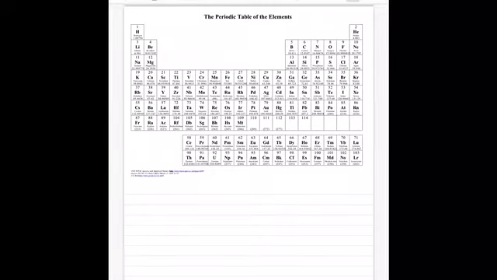So please do not label the periodic table of ions. That one is for later. You will have to label that one next unit, so leave that one alone. You are going to label the small one on the back. It says periodic table of elements. So do not label the periodic table of ions.